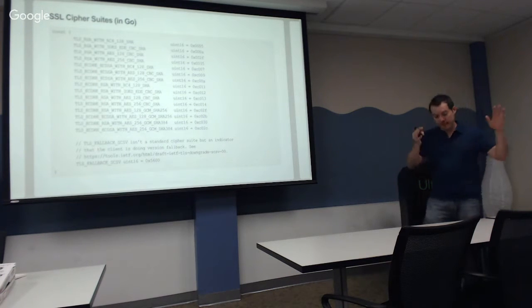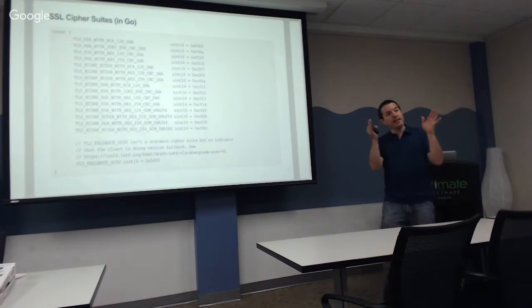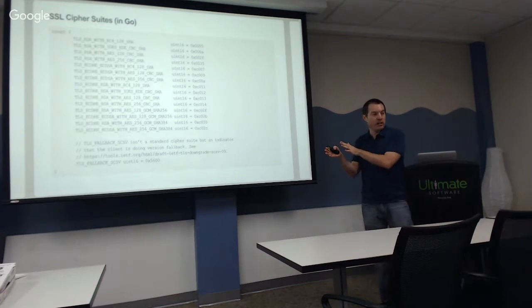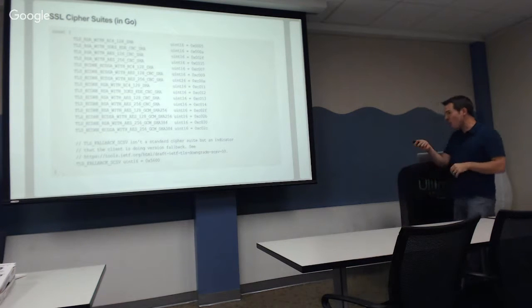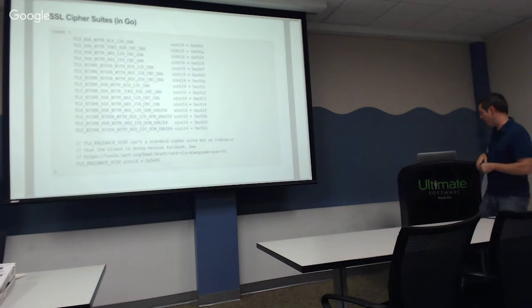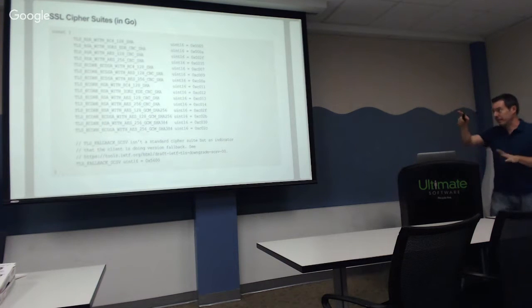So basically, this is how we exchange keys, this is how we communicate when it's encrypted, and this is how we check the messages came through properly. That's what all these different combinations are. And there's more than this, but this is what is supported in Go. But I thought it was kind of neat to see how they're broken down.